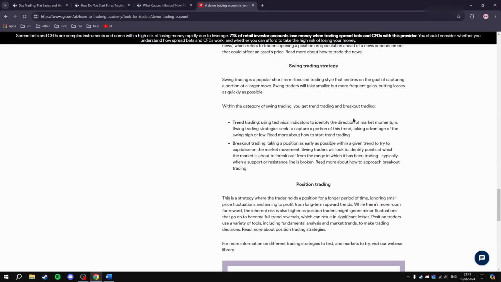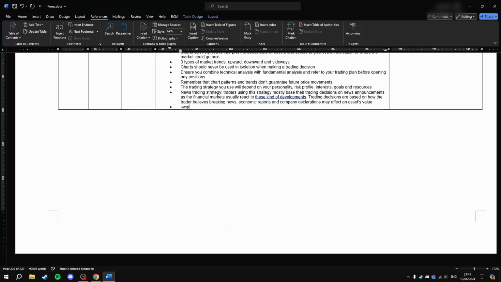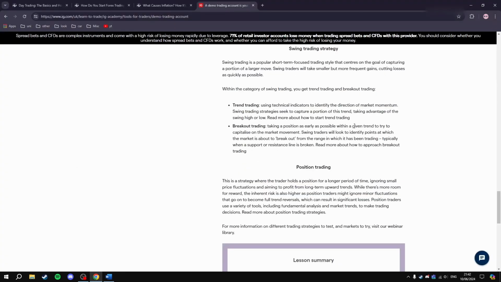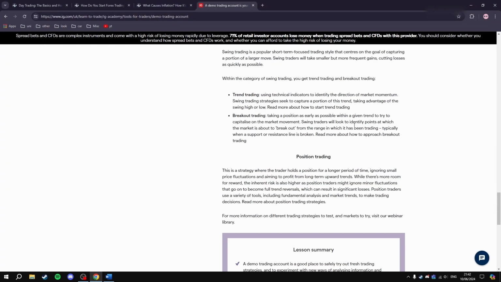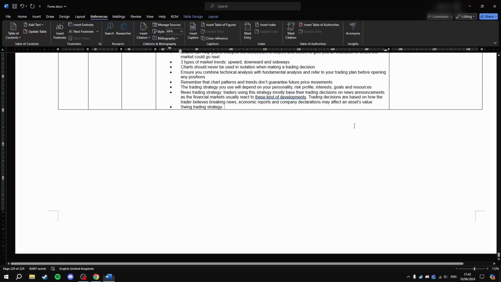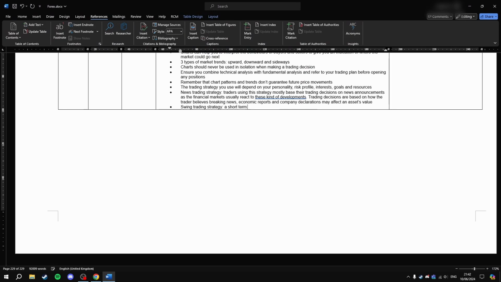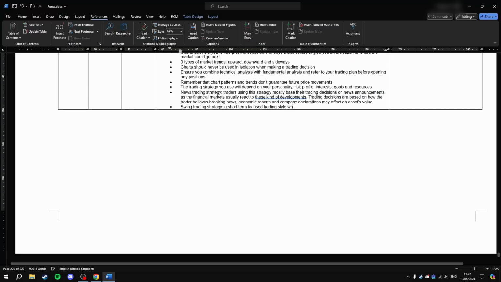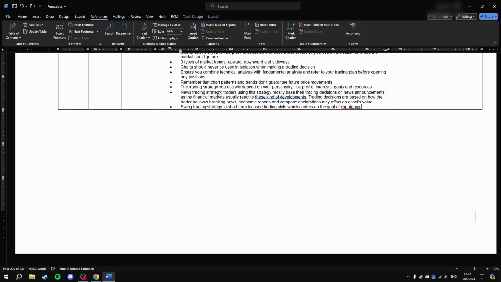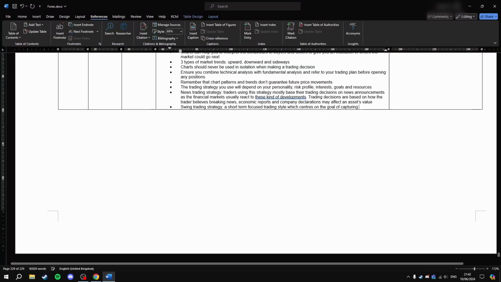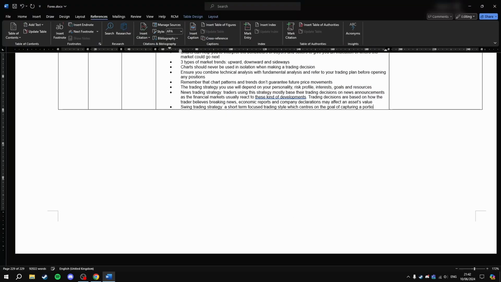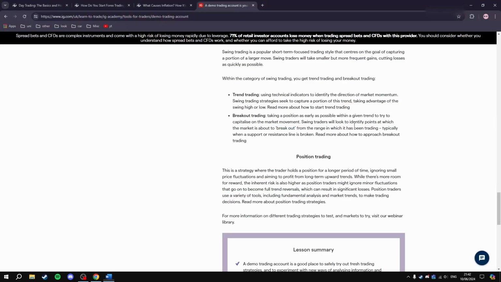Swing trading strategy. Swing trading is a popular short-term focused trading style that centers on the goal of capturing a portion of a larger move.